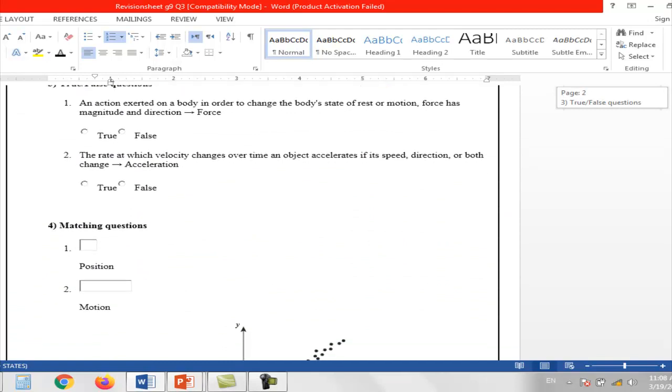Number 3, true or false? An action exerted on a body in order to change the body's state of rest or motion, force has magnitude and direction. It will be, yeah, force. So it will be correct. True or false? Excellent. True. The rate at which the velocity changes over time. An object accelerates if its speed or direction changes. It will be acceleration. True or false? True. Excellent.